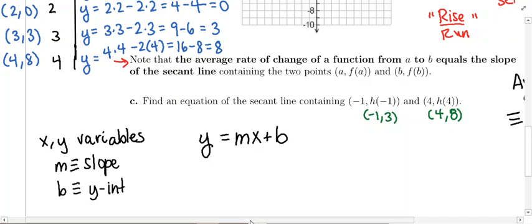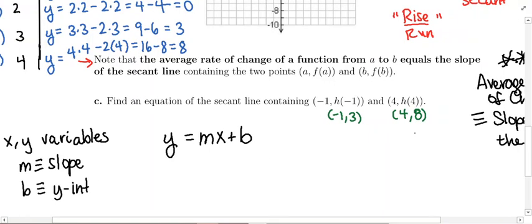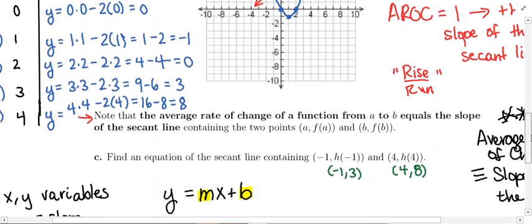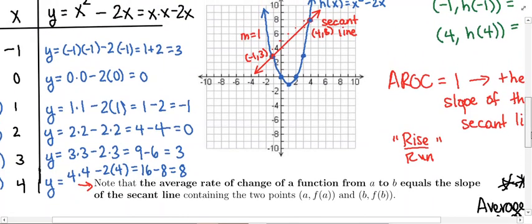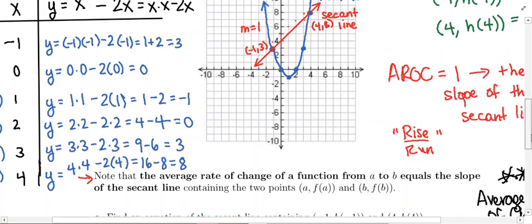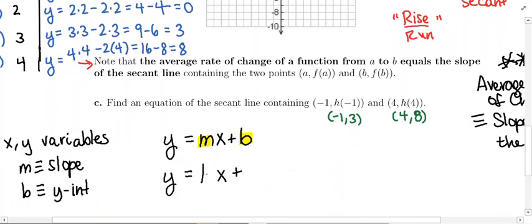So what you need to do here is fill in the m and the b. x and y will stay x and y. All right, so let's first deal with the slope. What's the slope of the red line? Well, it's the same thing as the average rate of change. We said that that is 1. So the slope here is 1.